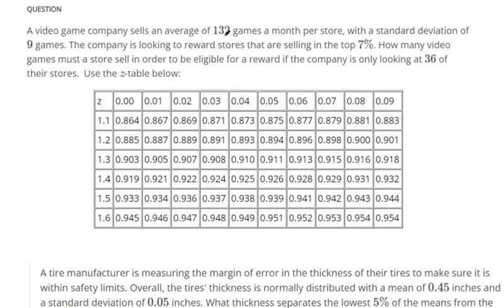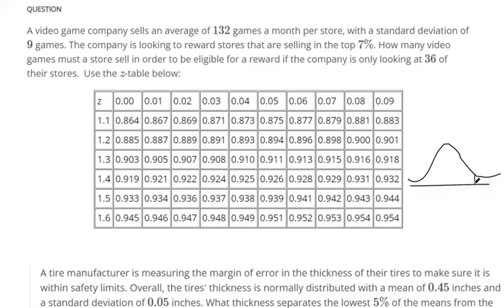Okay, a video game company sells 132 games a month, with a standard deviation of 9 games. Companies are looking for the top 7%. So if we're going to assume that it's normally distributed, which we have to in this problem because they give us a z-score table, then we can find a z-score that corresponds to the top 7%.